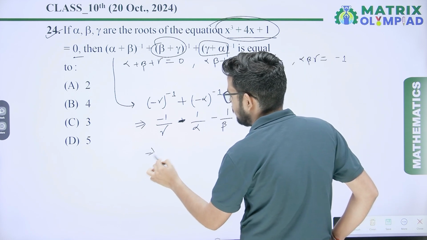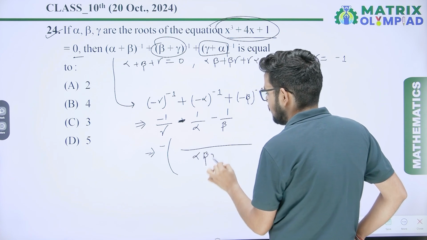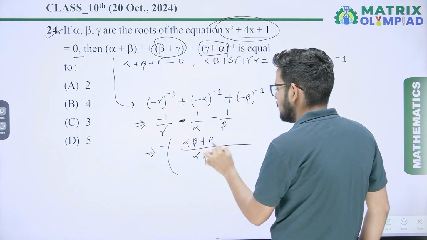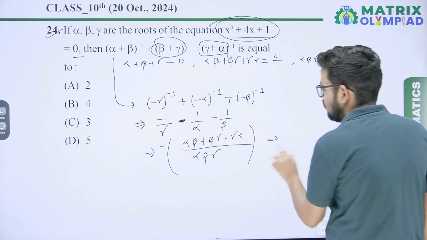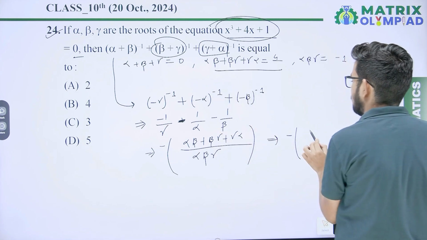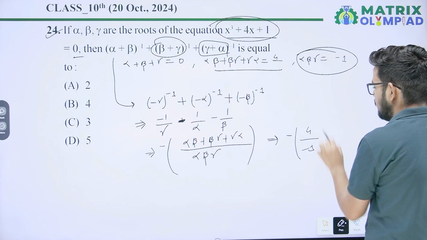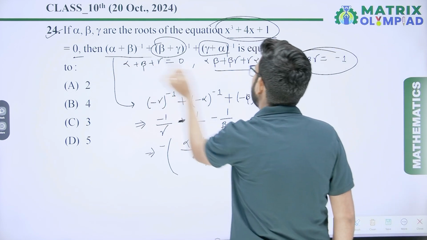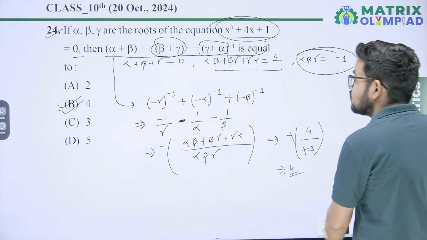You take minus common and the LCM will be alpha beta gamma. So you will get alpha beta plus beta gamma plus gamma alpha in the numerator. Now minus alpha beta plus beta gamma plus gamma alpha, that is 4, and the value of alpha beta gamma is minus 1. Minus to minus cancel out, so you will get 4. So the value of this one is 4. Option B will be the correct answer.